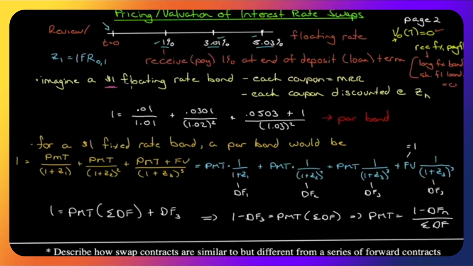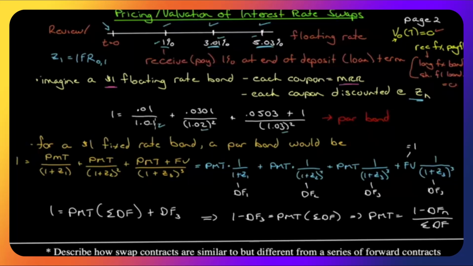Imagine a $1 floating rate bond. Each coupon will be the floating rate. So in this example, at this point in time, we know that the first coupon is going to be 1%. And we could use a series of FRAs to lock in 3.01 and 5.03. But at this point in time, we'll just assume that the implied forward rates will be the floating rates. And then we will discount each coupon at the respective spot price. And our spot prices are in our denominator here.